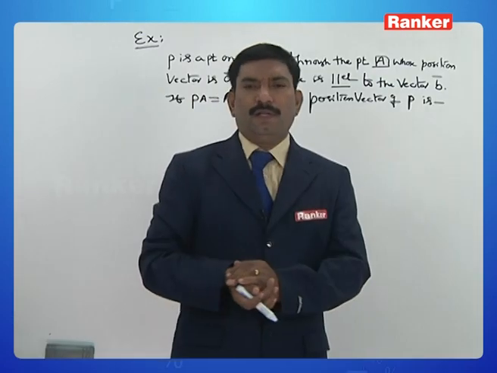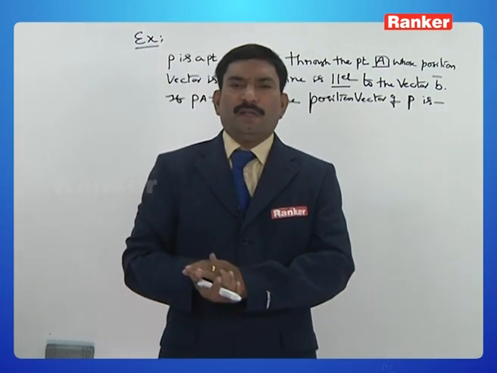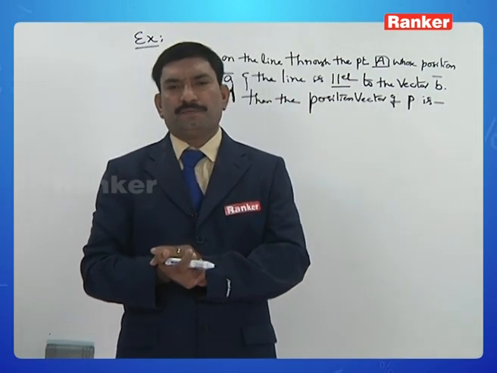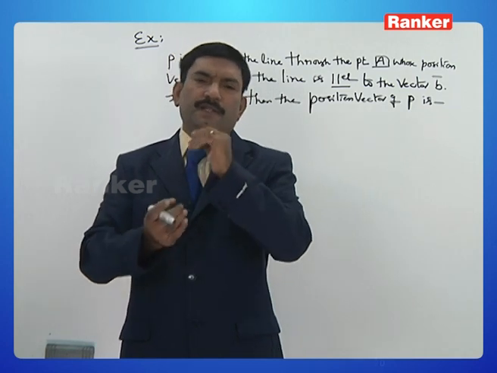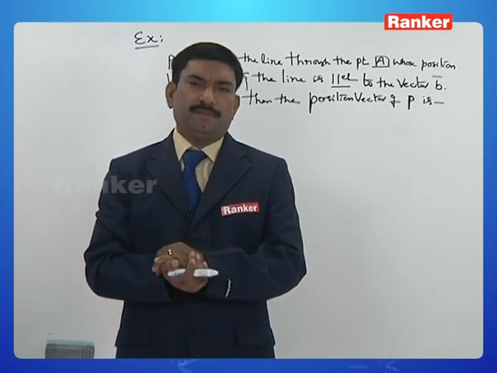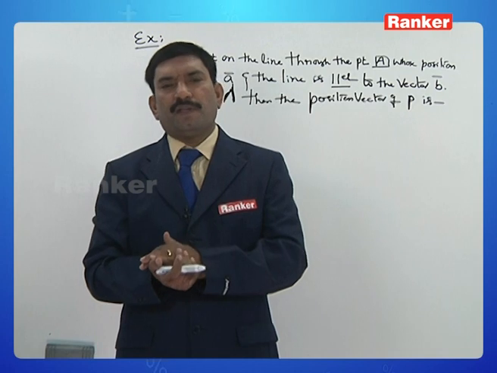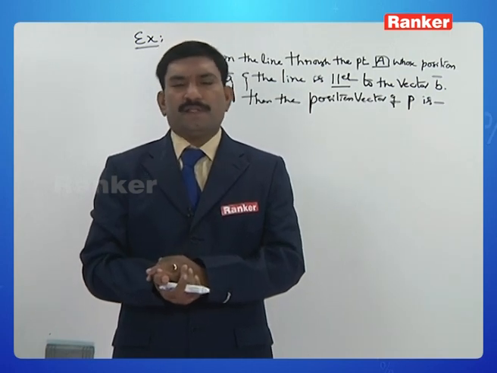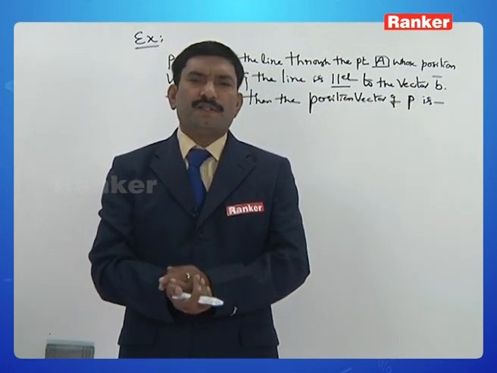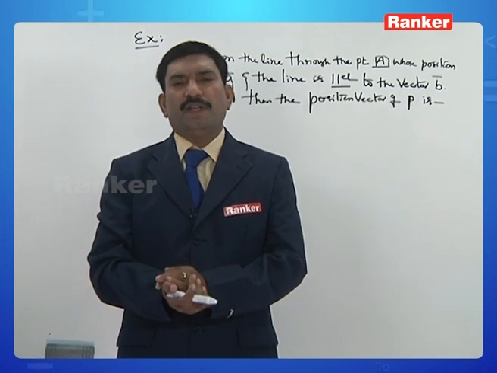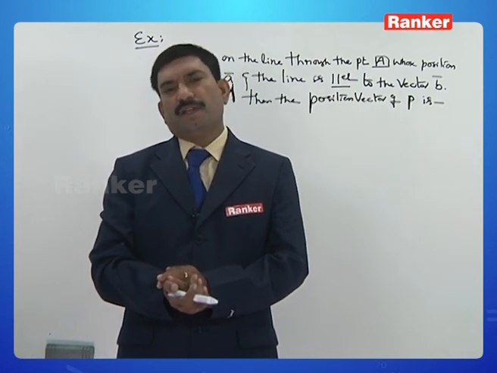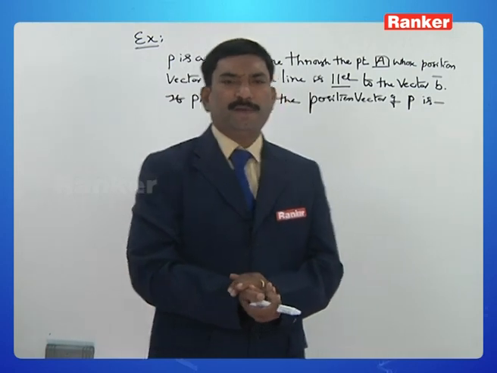Right. Yes, now look here, students. Now, another application of the vector equation of a straight line. The first one is r bar equals a bar plus s b bar. The second one is r bar equals (1 minus s) a bar plus s b bar.